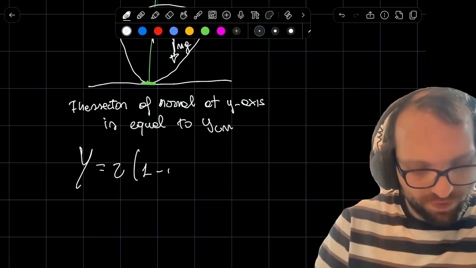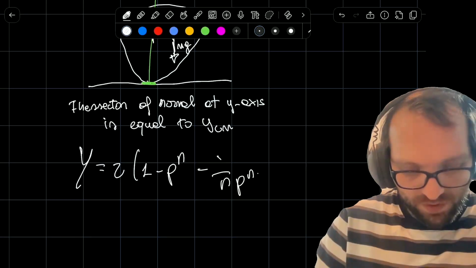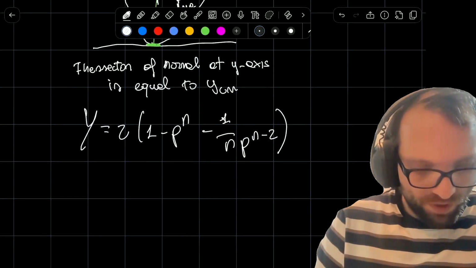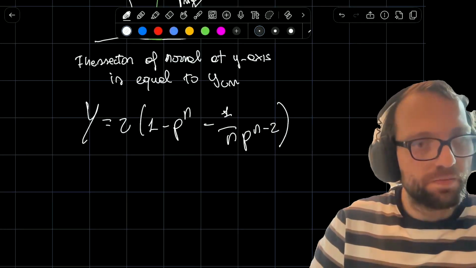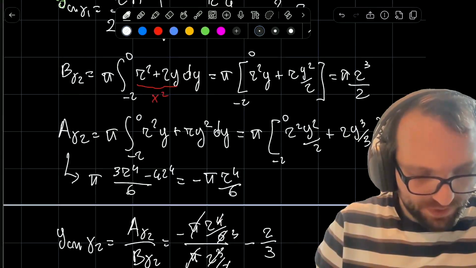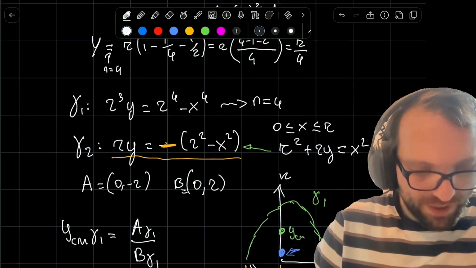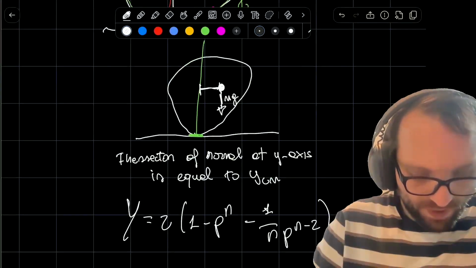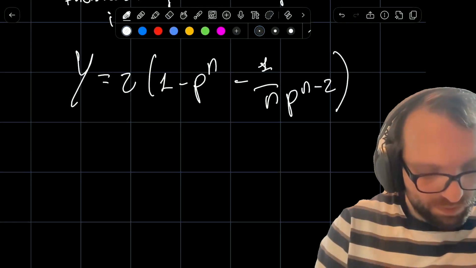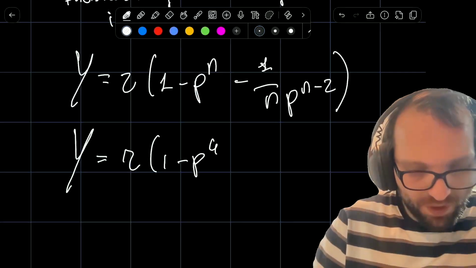Okay, so for a general n, okay, it's this quantity here. We know that the first curve is the same as the original problem with n equal 4. Okay, what we found before. So what's this expression here?